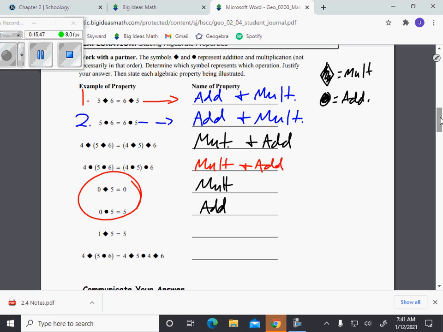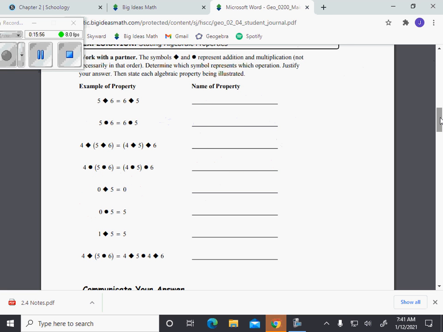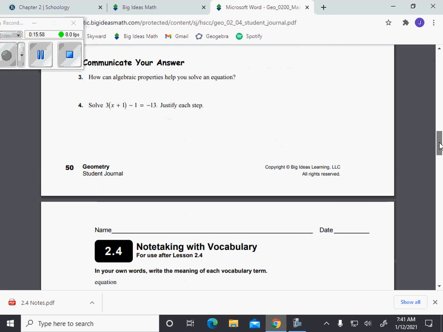It does say state each algebraic property being illustrated. I didn't do that. My apologies. Okay. And I'm not going to. I'm going to go down here.